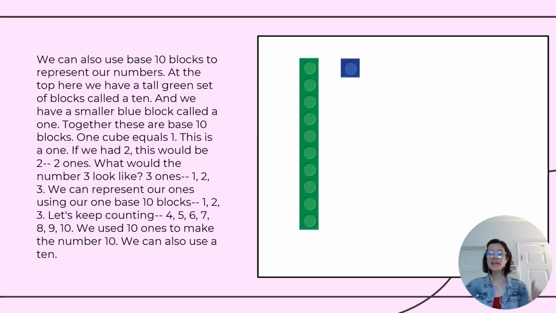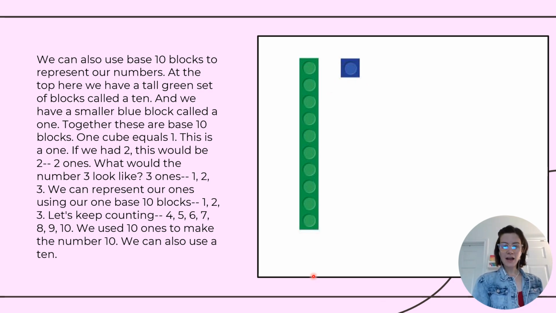All right, we can also use base 10 blocks to represent our numbers. At the top here, we have a tall green set of blocks called a 10, okay? And we have a smaller blue block here called a 1. Together, these are base 10 blocks. 1 cube equals 1. This is a 1 right here. So 1 cube, again, this blue cube here equals 1.